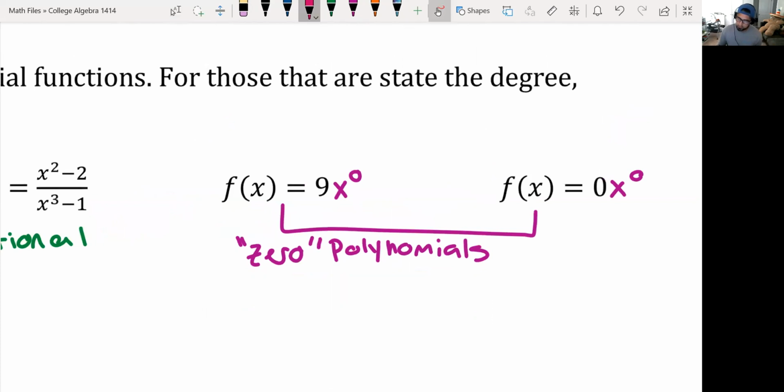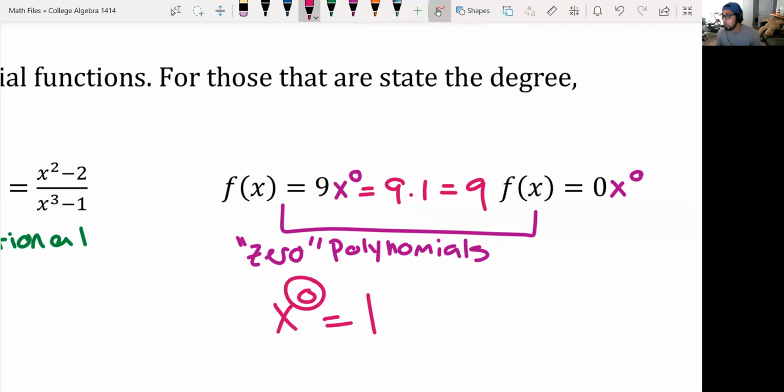And just for quick reference, if you're wondering, well, I thought x to the 0th was 0, that is incorrect. Because remember, anything raised to the 0th power is always 1. So that means that would become 9 times 1, which just gets us back to 9. So remember, anything raised to the 0th is always 1. It is not 0.